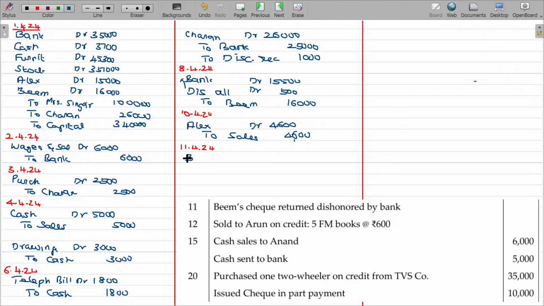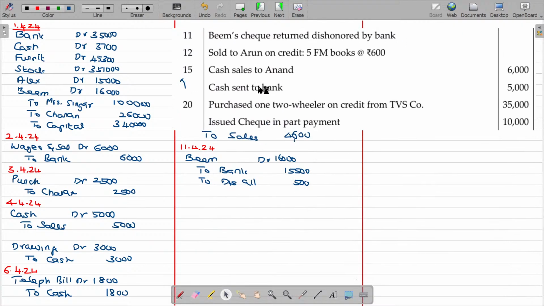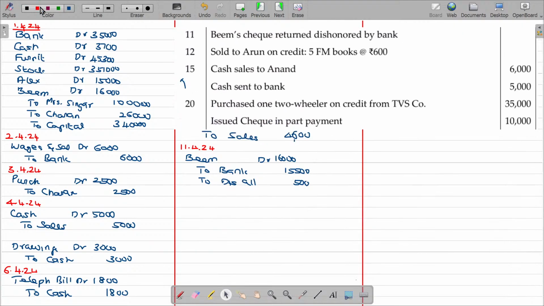The entry being Beam account debit 16,000 to bank account 15,500 to discount allowed reversal, or simply discount allowed account here, 500. The entry we have passed is just reversed. Another one being on 12th April 24.